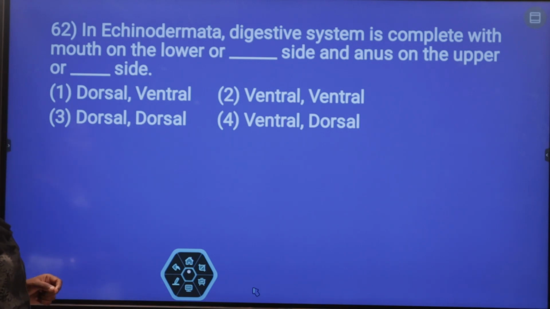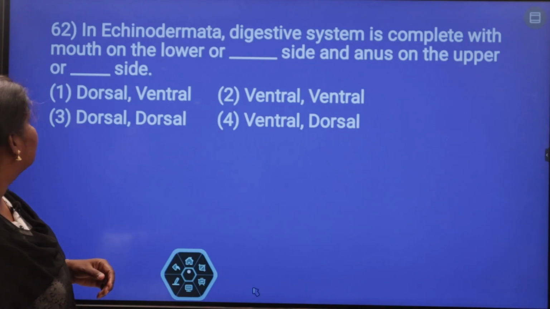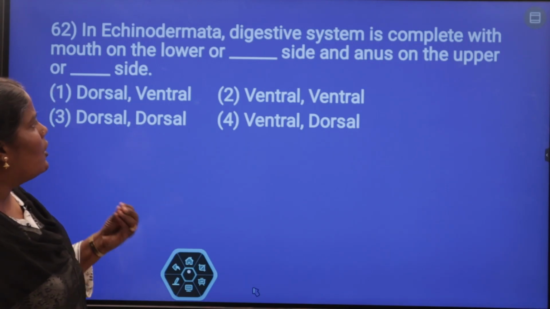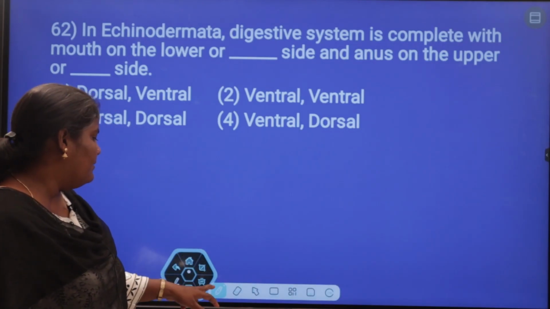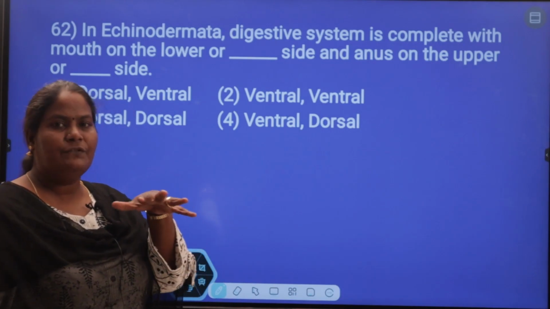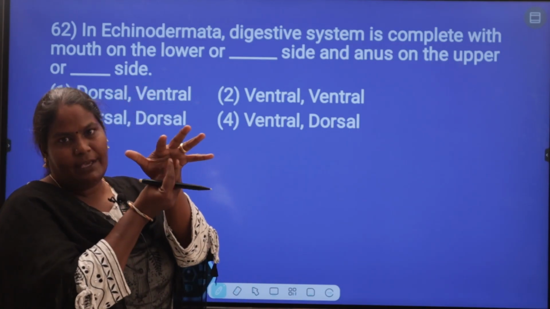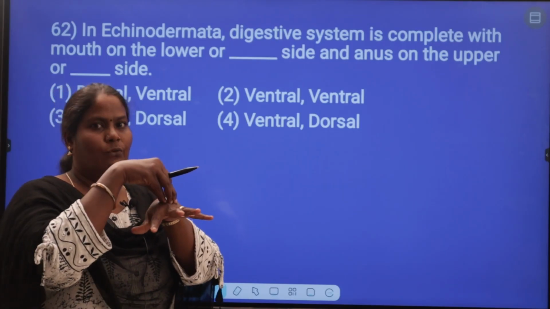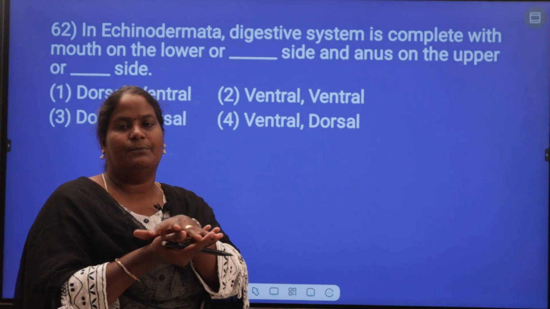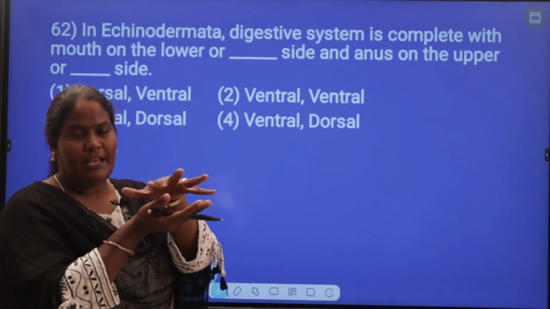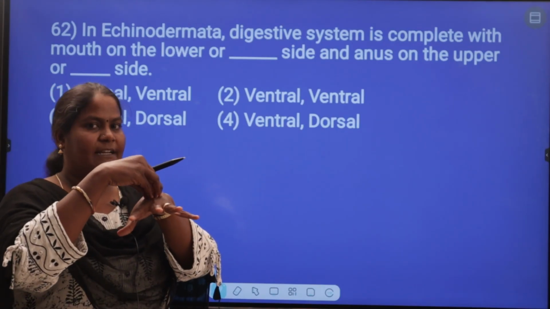Next one, in echinodermata, actually this one is from the animal kingdom chapter. In echinodermata, the digestive system is complete with the mouth on the lower or dash and anus on the upper or dash. The most famous example for the echinodermata is starfish. Usually starfish settle on the ground. It has the mouth on its lower surface, and the anus on its outer surface, which is totally different from other organisms. Starfish is a well-known example. Asterias is the best-known example of the echinoderms. When they are on the ground, the base contains the mouth for the feeding activities. The upper portion contains the anus region.